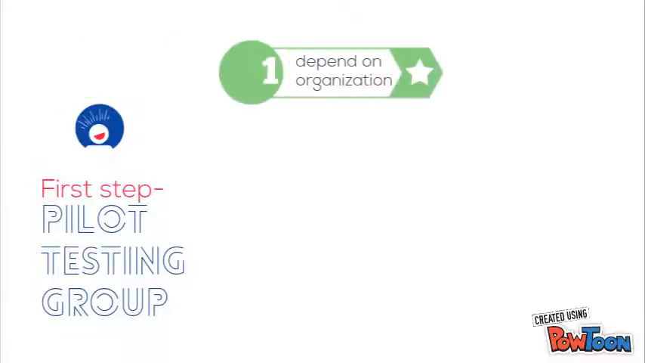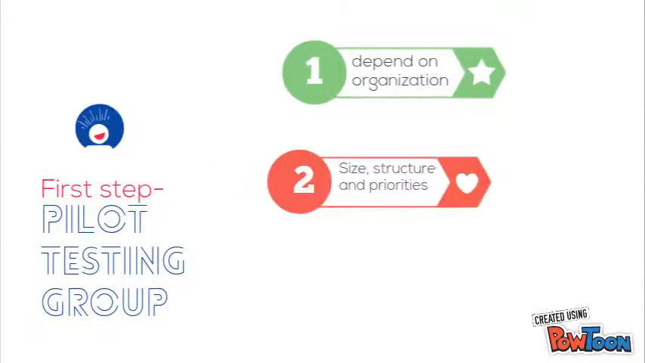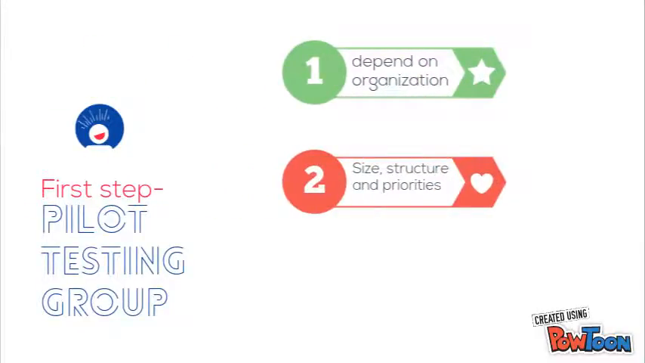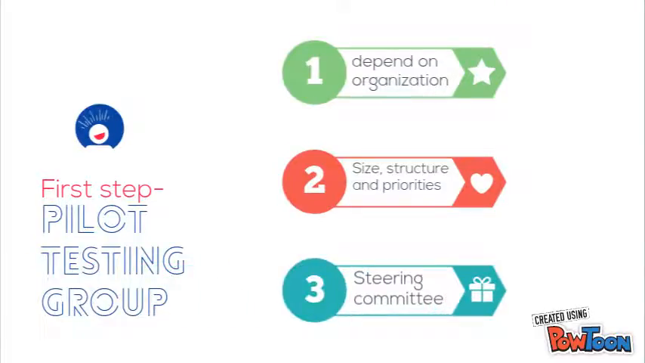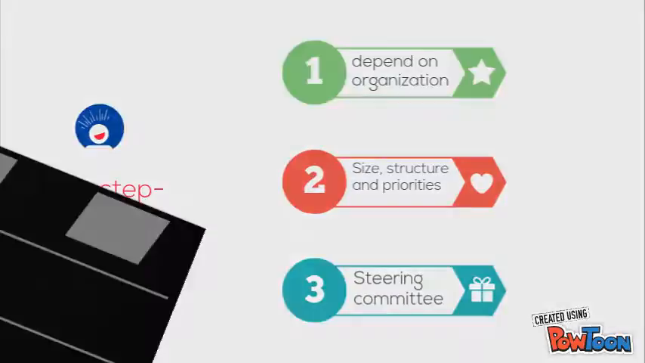The first thing to do in pilot testing is to create a pilot testing group. The pilot testing group is largely dependent on the organization's size, structure, and priorities. If the organization is large, a steering committee can be formed in order to assist in identifying pilot practices.